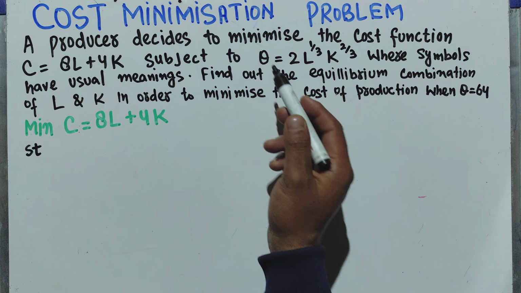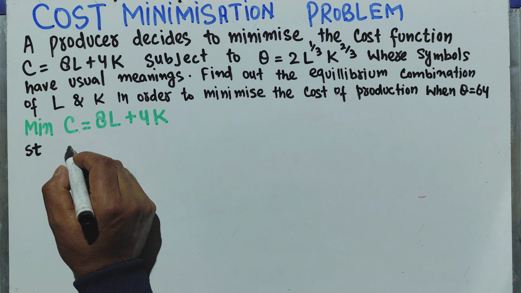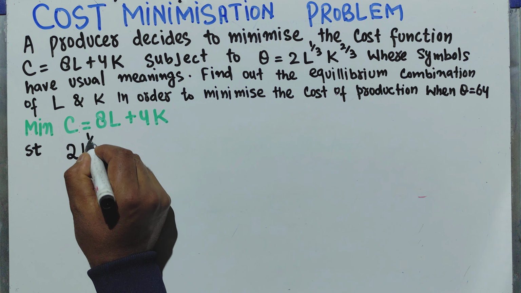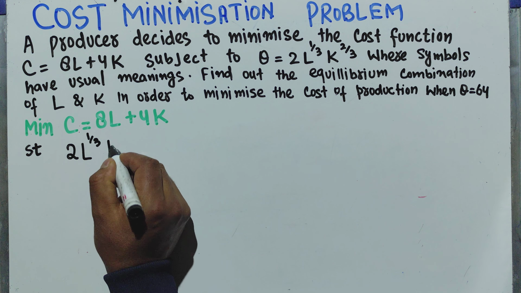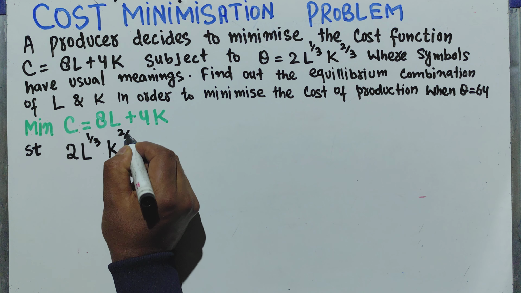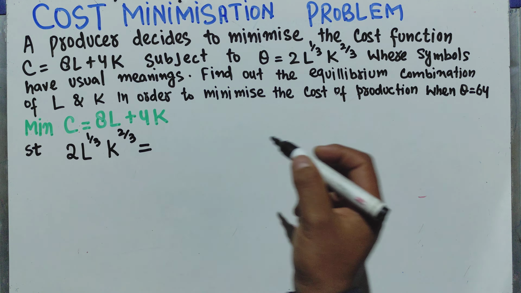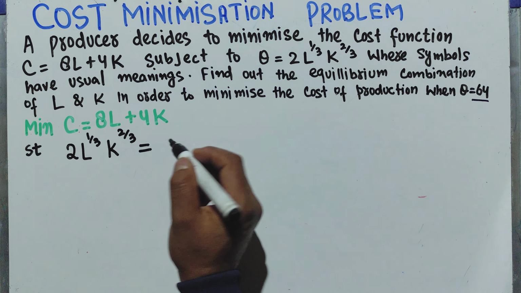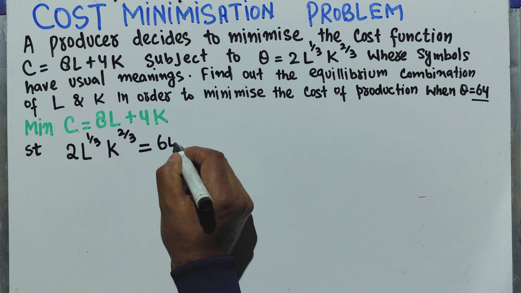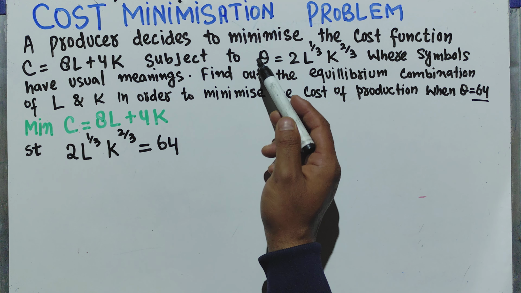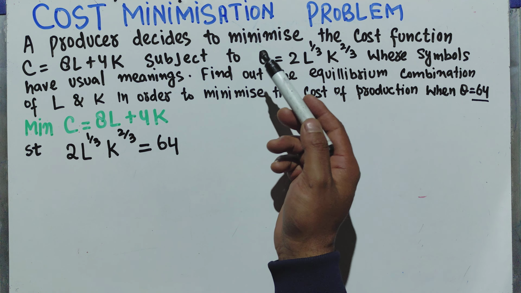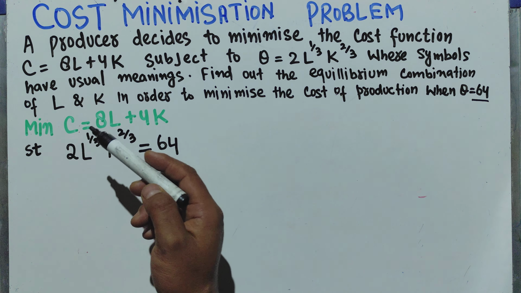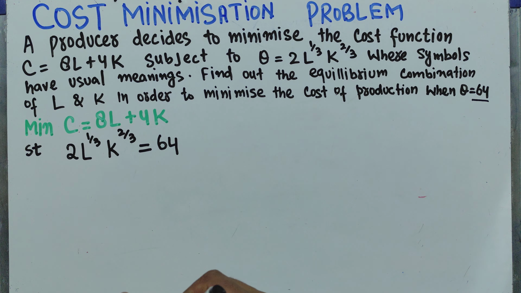production constraint. We are facing this constraint, that is 2L^(1/3) K^(2/3) should be equal to Q, and we are told we produce 64 units, so in place of Q we write 64. So it is actually a production function in two inputs, labor and capital. We want to minimize the cost with the given production constraint.